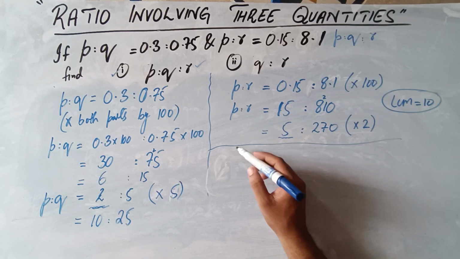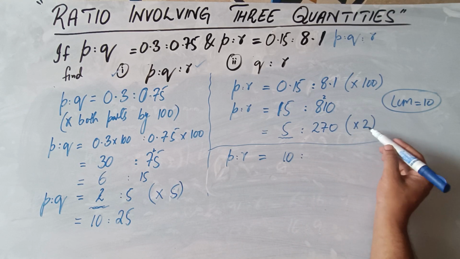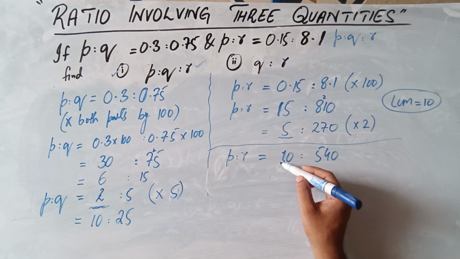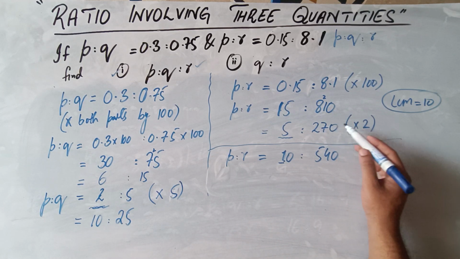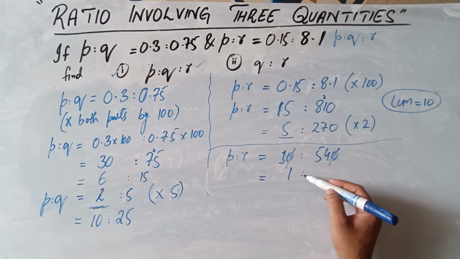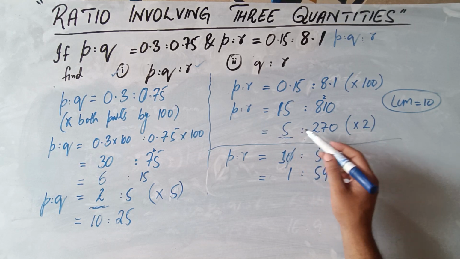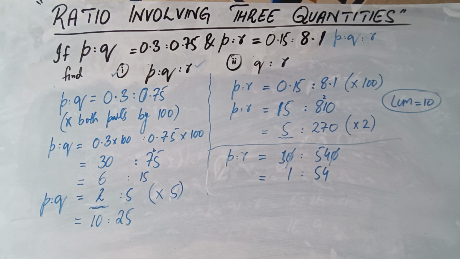And what would it become? P ratio Q is equal to 5 2s are 10 and 27 times 2 is 54. So 540. So 10 ratio 540. If we see that they both are divisible by 10, so 10 cancels out 10, 1 ratio 54, because they were both simplifying, that's why it has been simplified over here. I didn't notice over here. Now what would it become? 5 2s are 10, 5 5s are 25.